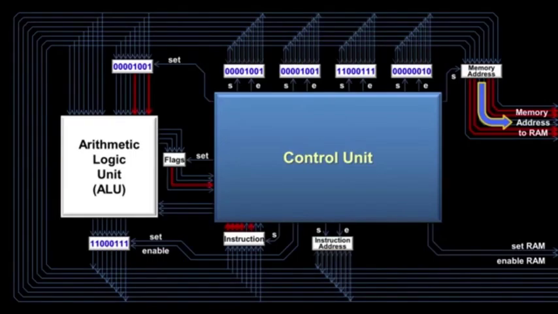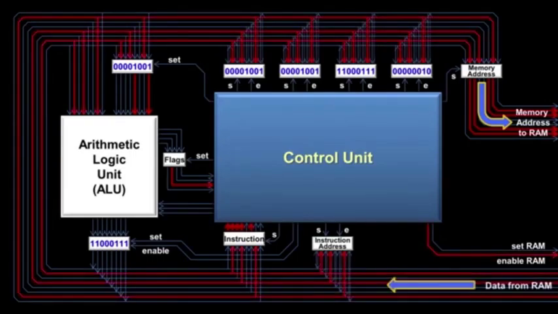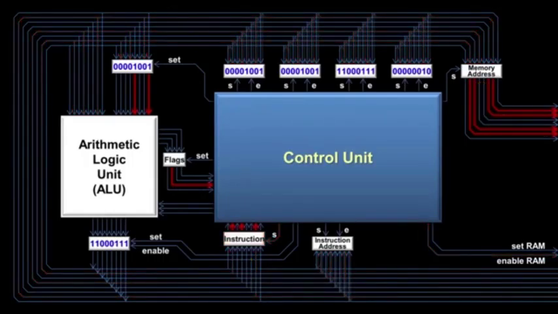The control unit then turns on the enable RAM wire, and RAM automatically sends back the data at that address, which in this case is an instruction. That instruction is then saved in the instruction register, and the control unit begins processing it.